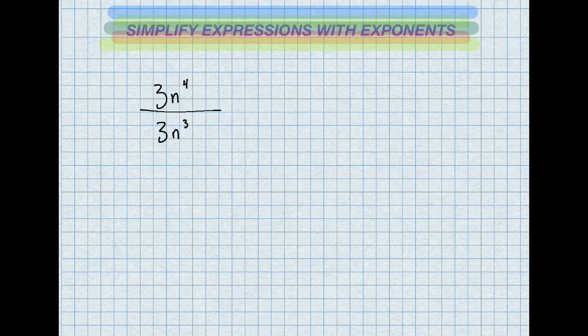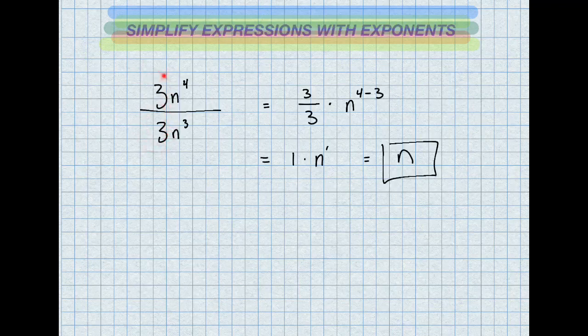Okay, 3n to the 4th divided by 3n cubed. So we're going to say that equals 3 over 3 times n to the 4 minus 3. So 3 over 3 equals 1. So 1 times n to the 4 minus 3 is just n to the first power, or just n. So our answer is just n. Whenever you see something like this, if everything's being multiplied together, you can bring out that fraction and then just multiply it by whatever's left over. So there's your 3 over 3. It's just equal to 1.